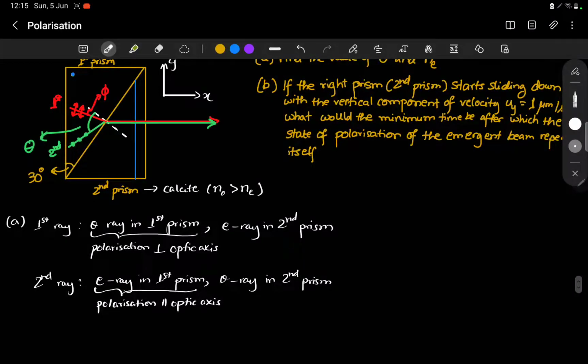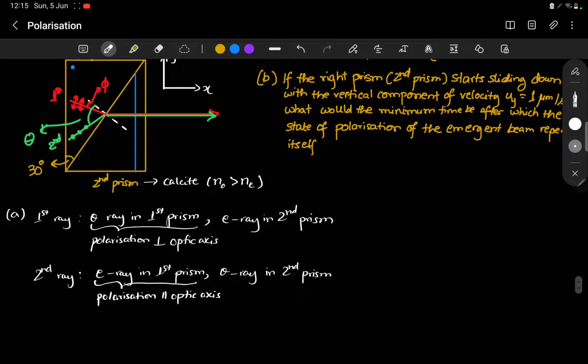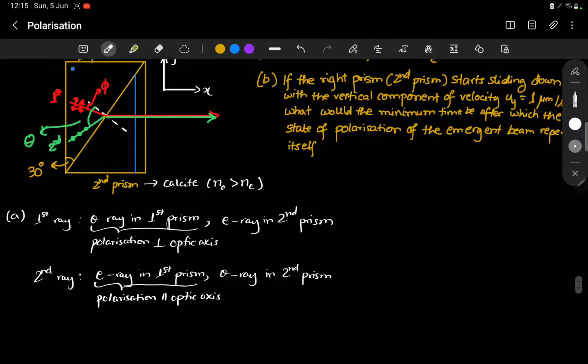So if we look at the first ray at the interface, the first ray will bend towards the normal. Sorry, I said the wrong thing. First ray is going to bend away from the normal, and second ray is going to bend towards the normal. As we have rightly drawn in the diagram, we see that the red ray is bending away from this white normal, and the green ray is bending towards this white normal. This is because NO is greater than NE.